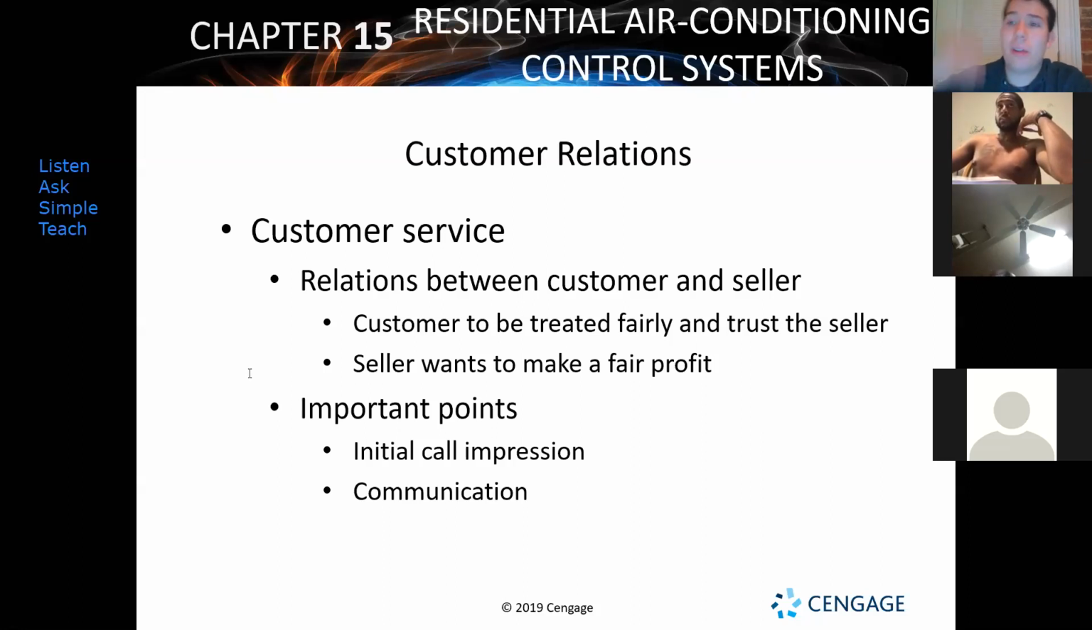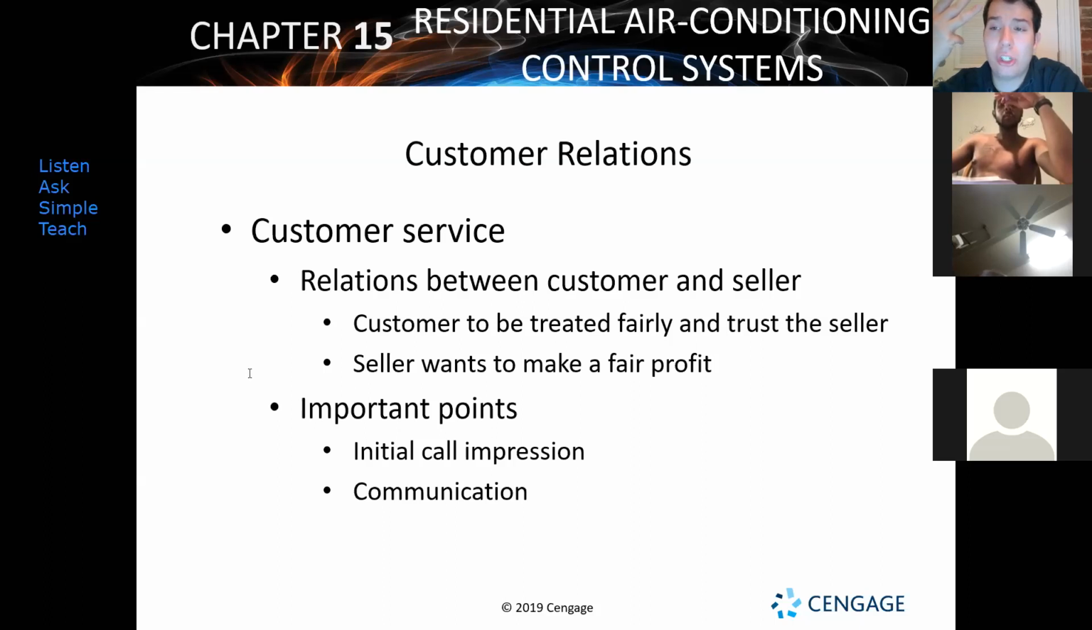The second thing you want to do, after you've listened to your customer and all their complaints concerning the HVAC system, is ask important questions. Ask, how long has the system not been operating? Has anyone looked at this recently? When was the last time you had a tech out here?